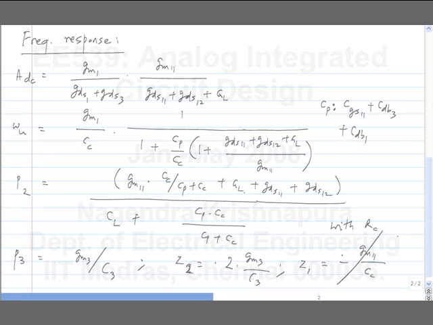With the zero, you will have to make GM11 higher, but you can't make GM11 very low. We'll see that. So even with RC, you can't make GM11 much smaller than GM1.